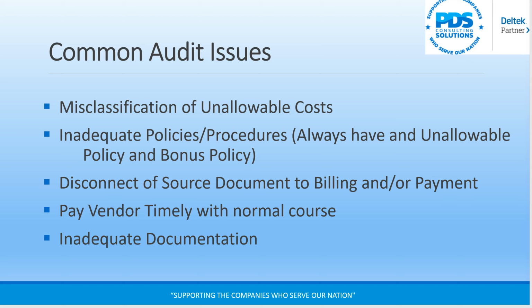Another common audit finding is cash flow and financial capability. When they're looking at your system, they want to make sure you have key vendors that you're paying timely in the normal course of business, and, once again, that you can document that. Inadequate documentation is one of the major areas that comes up in most audits and in most audit findings.